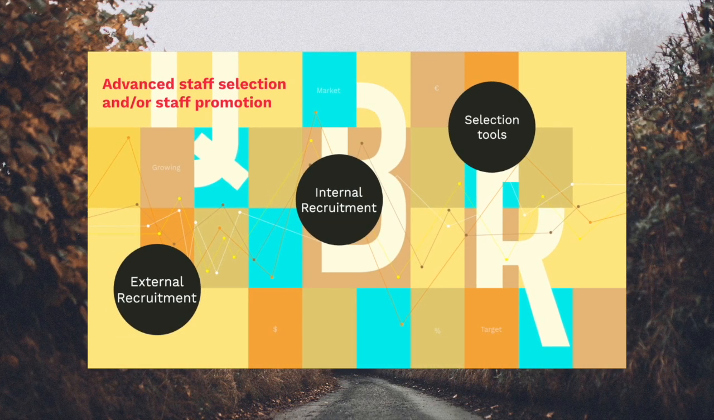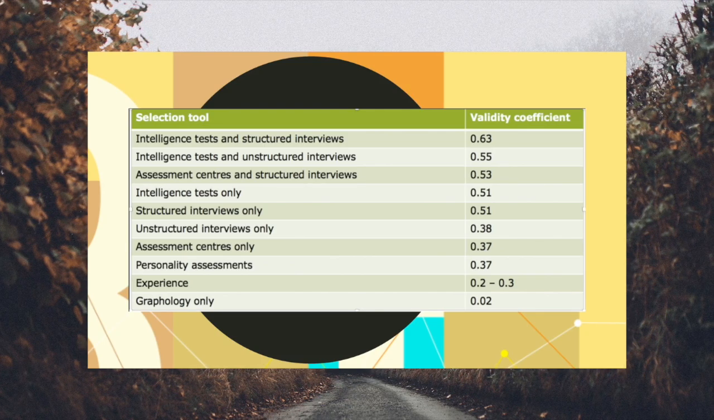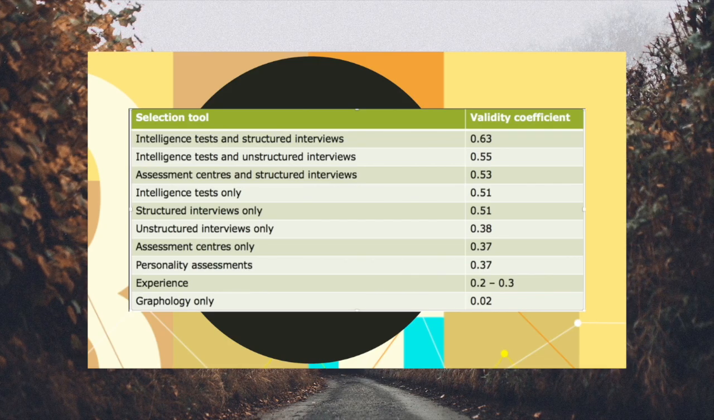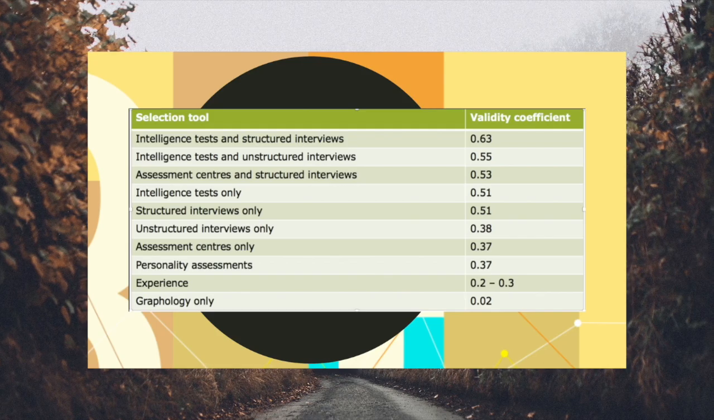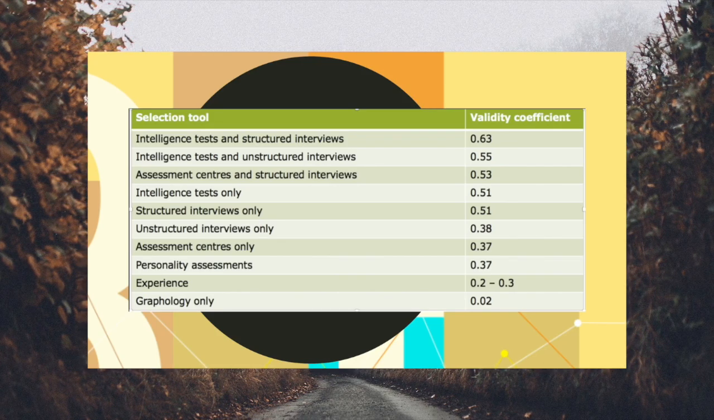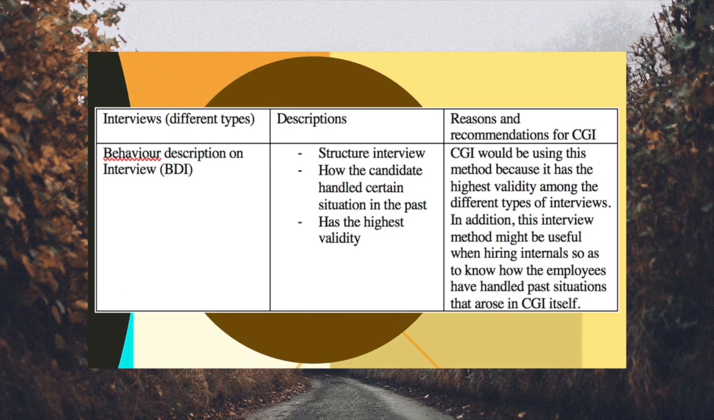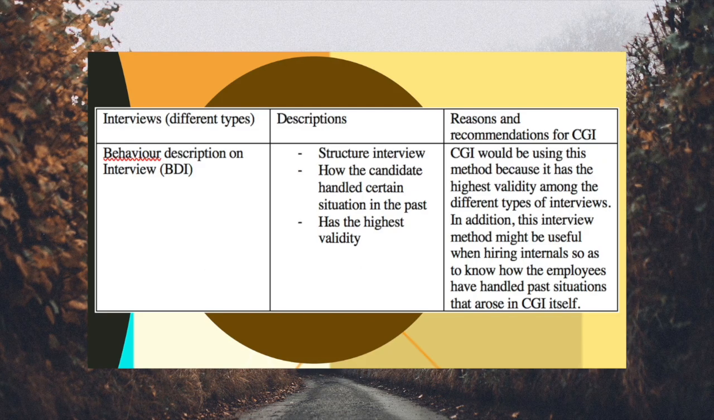This appendix discusses the use of selection tools in the hiring process. Using a hybrid of selection tools has shown more validity coefficient than when using a single tool. Hence, CGI should use a combination of the intelligence test and the interview. Among the different types of interviews available, CGI should use the behavior description interview as it has the highest validity among the different types of interviews.